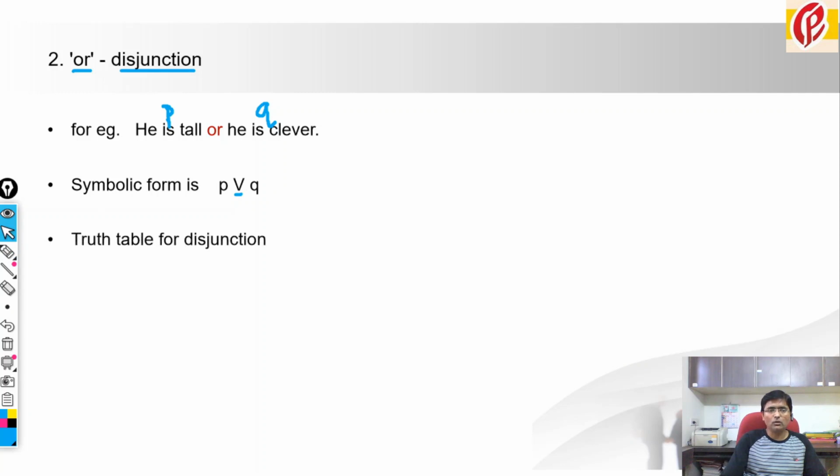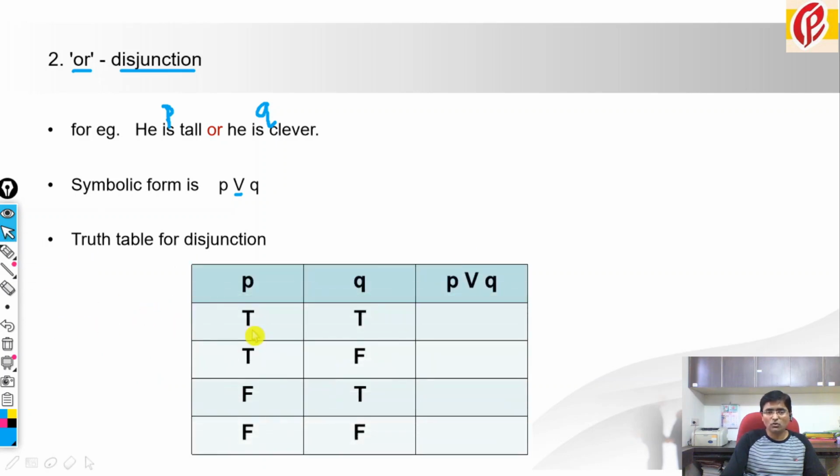Now we'll see the truth table for disjunction. Now you know how to write the truth table. In the first row, both are true. Second row, first is true, second is false. Third row, first is false, second is true, and the last row, both are false.